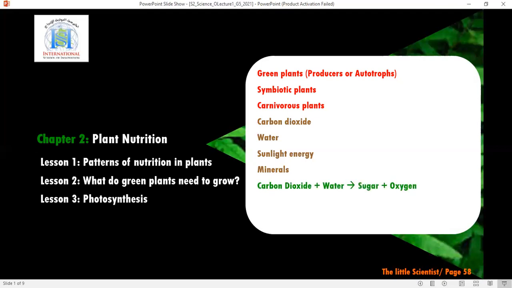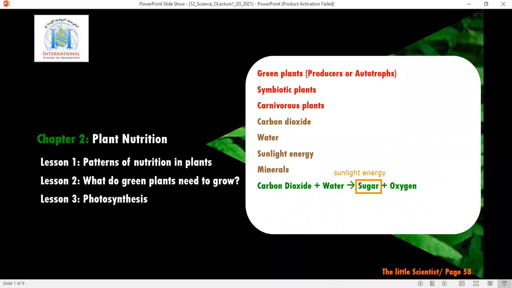By photosynthesis, plants combine carbon dioxide from the air and water from the soil in the presence of sunlight energy. So I will add sunlight energy right here to produce their food, which is a kind of sugar called glucose, and release oxygen into the atmosphere.